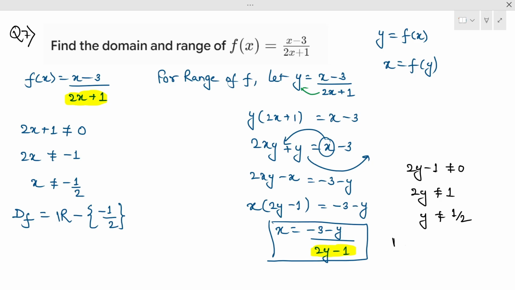So basically the range will be what? The range will be all real numbers except half. So this is how we can find out the range of this function, right? So the domain is this and the range is this. Okay, so I believe this is clear.